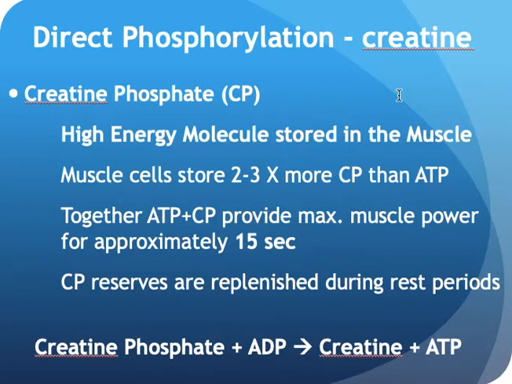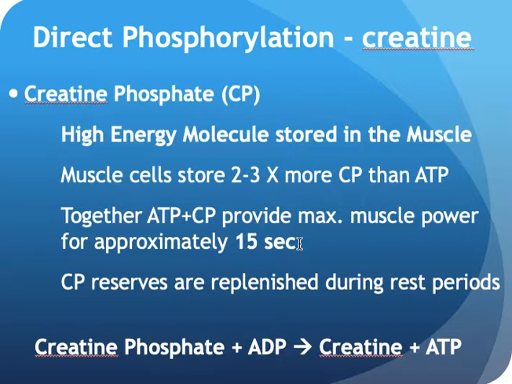So good for high intensity activities, right? Really heavy lifting, jumping, squatting, things like that. So creatine phosphate, or CP, is a high energy molecule. It's going to be stored in your muscle. Your muscle cells store 2 to 3 times more creatine phosphate than they have of ATP. And then together, ATP and creatine phosphate provide max muscle power for approximately 15 seconds.